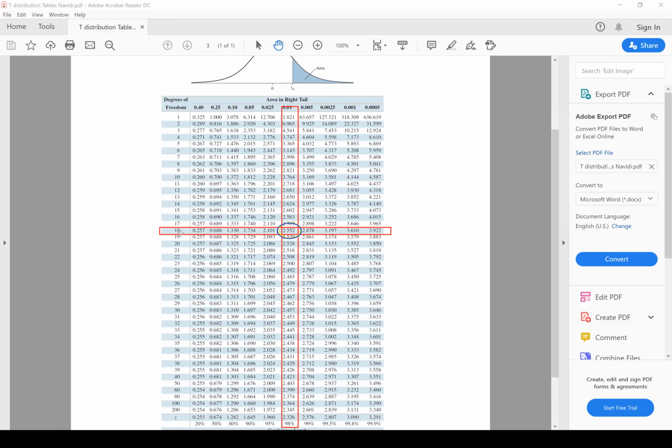2.552. Everybody see that? That is your critical value right there, given the degree of freedom, which is 19 minus 1, which is 18, and the level of confidence, which is 98%. I can see the place where the two items intersect, which is 2.552.